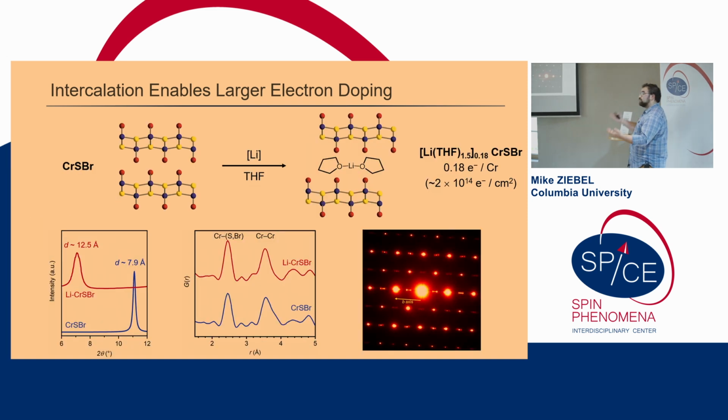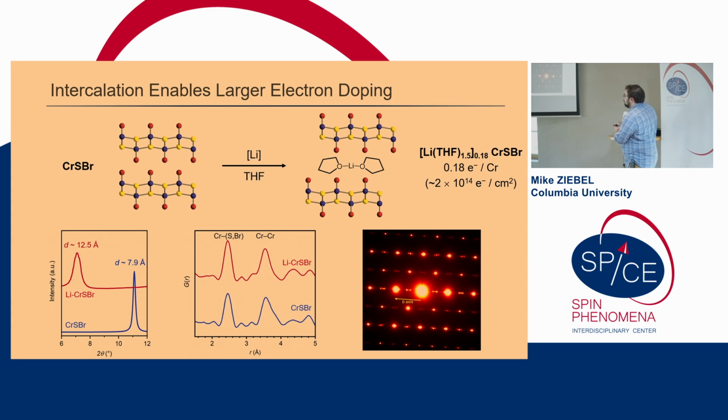OK, so the first thing we need to do is confirm that we haven't destroyed the material. By powder X-ray diffraction, we can see that we still have a van der Waals structure. The interlayer spacing increases from about 8 angstroms to about 12.5. And this is particularly large because of the co-intercalation of these solvent molecules.